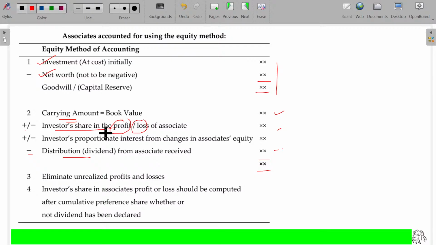Right. Now, the investor's proportionate interest from changes in the associate's equity. If there is any change because of profit and loss, that should also be included, and likewise because of some other reason. It's not profit, but some other reasons by which the associate company's equity gets affected. Probably there may be revaluation profits, asset revaluation loss, or other reasons. That should also be adjusted to find out the closing value.